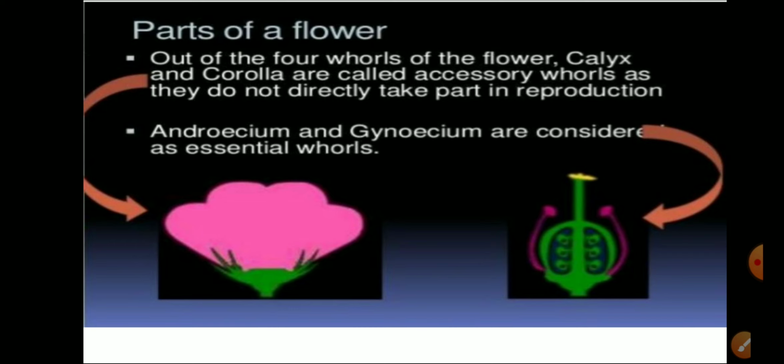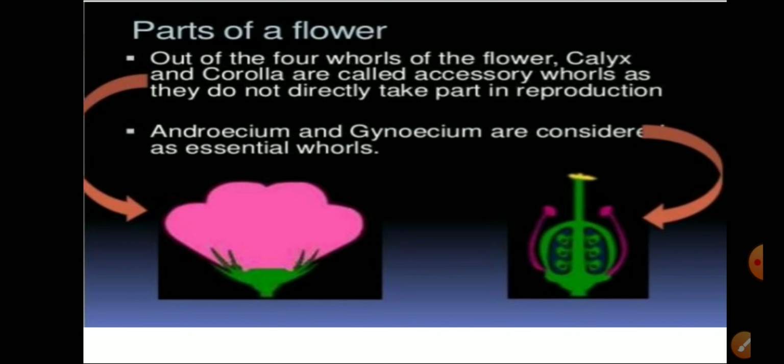For the types of plants with unisexual flowers, here we have monoecious and dioecious plants. Monoecious, in which male and female flowers are found on the same individual, like pinus, and dioecious, that means male and female flowers are present on different individuals, that is cannabis.